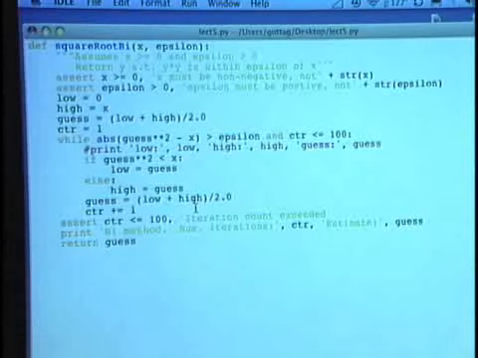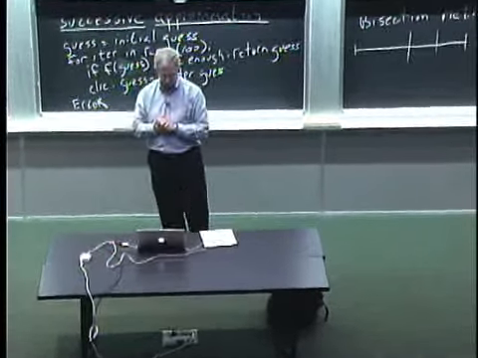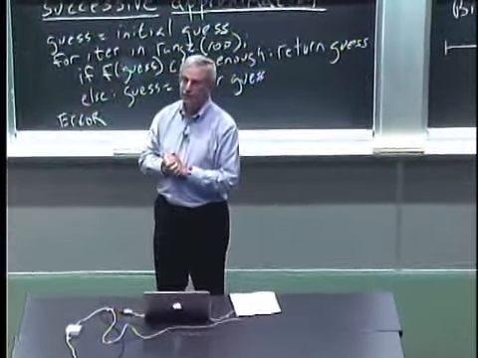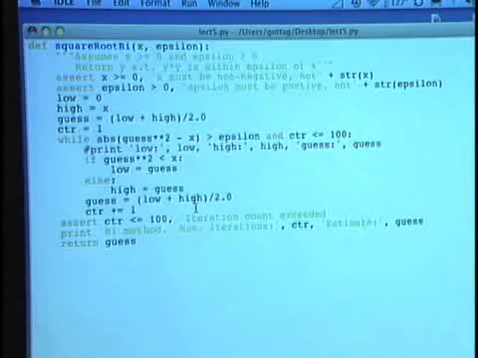And we're here. We know the guess wasn't good enough. So I now say, if the guess squared was less than x, then I will change the low bound to be the guess. Otherwise, I'll change the high bound to be the guess. So I move either the low bound or the high bound. Either way, I'm cutting the search space in half each step. I'll get my new guess. I'll increment my counter, and off I go.